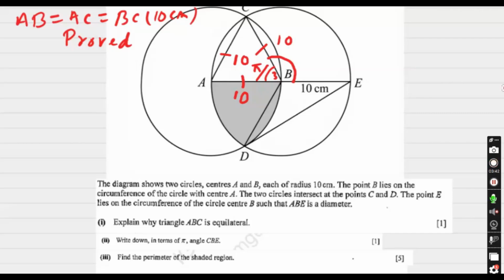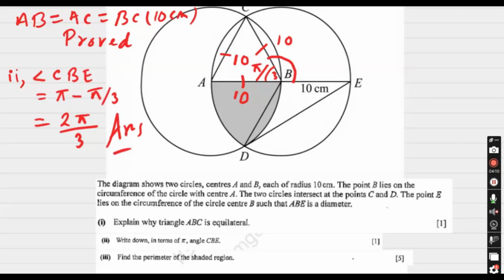So in part 2, angle CBE is equal to the total angle, which is pi minus pi by 3. So pi minus pi by 3 is 2 pi by 3. This is the answer of part 2. Hope you understand. The requirement is to give the answer in terms of pi. So our answer is 2 pi by 3. Now move to the third part.